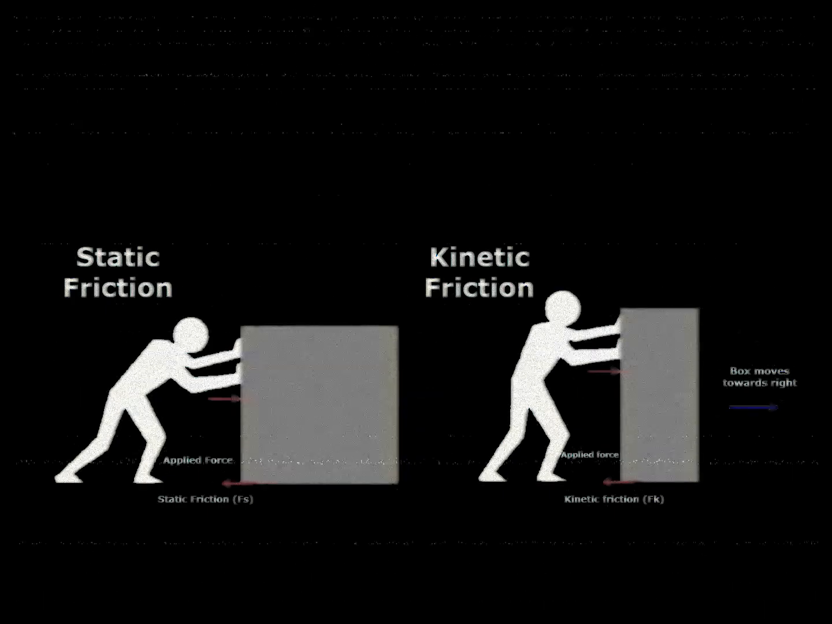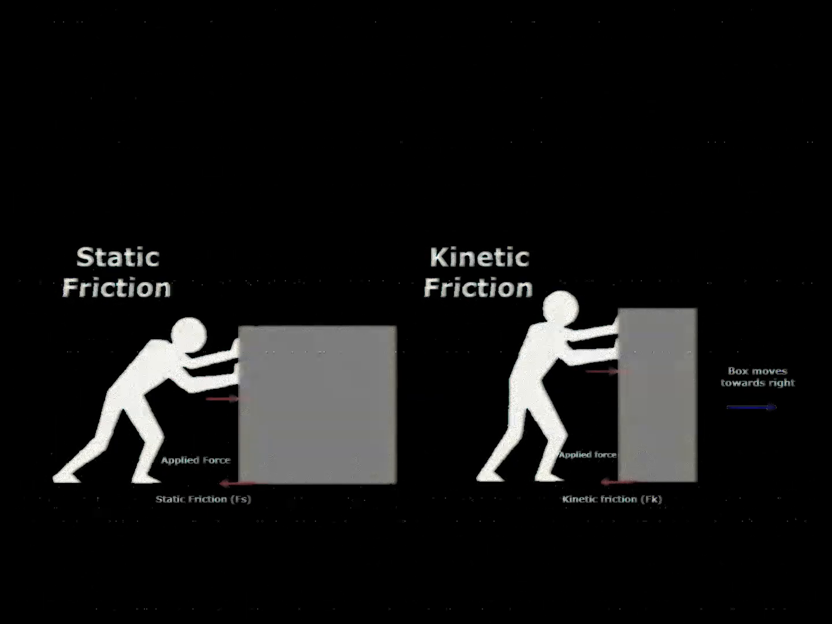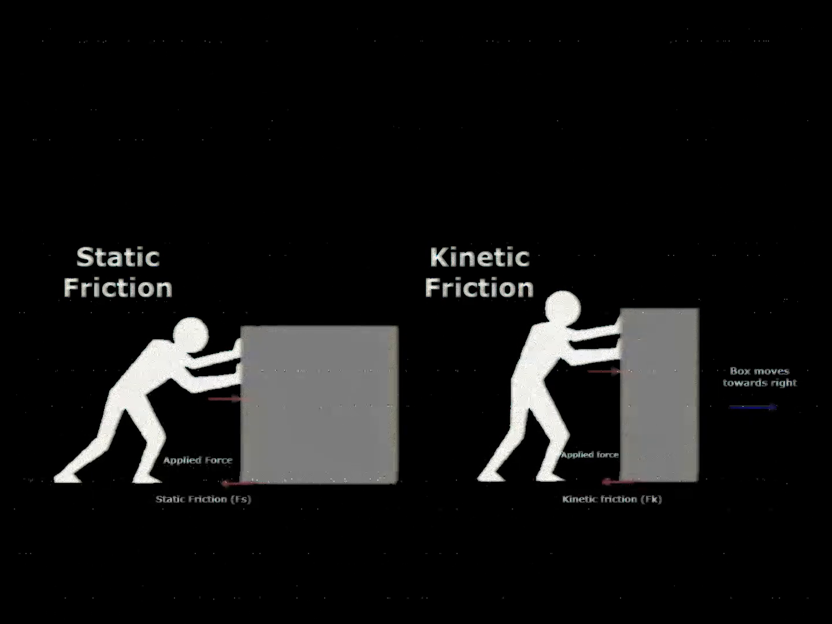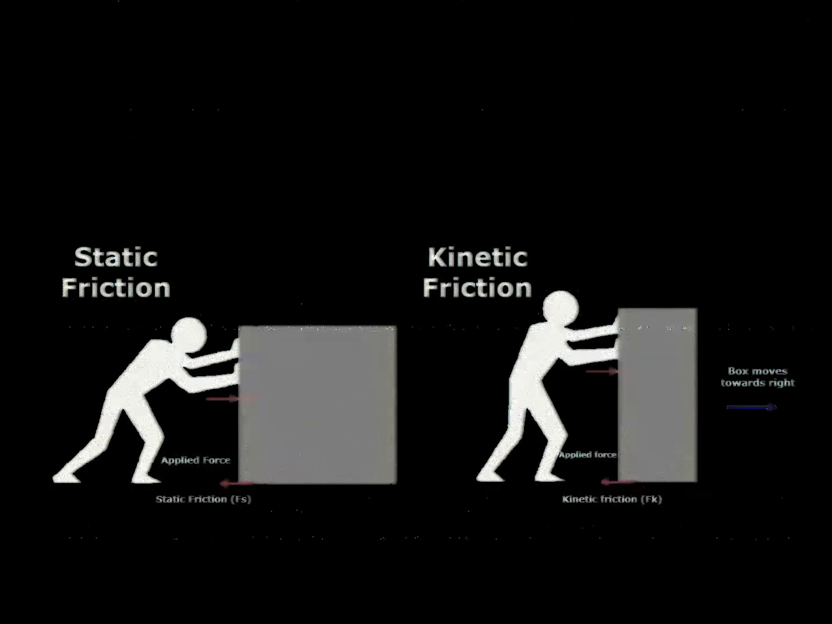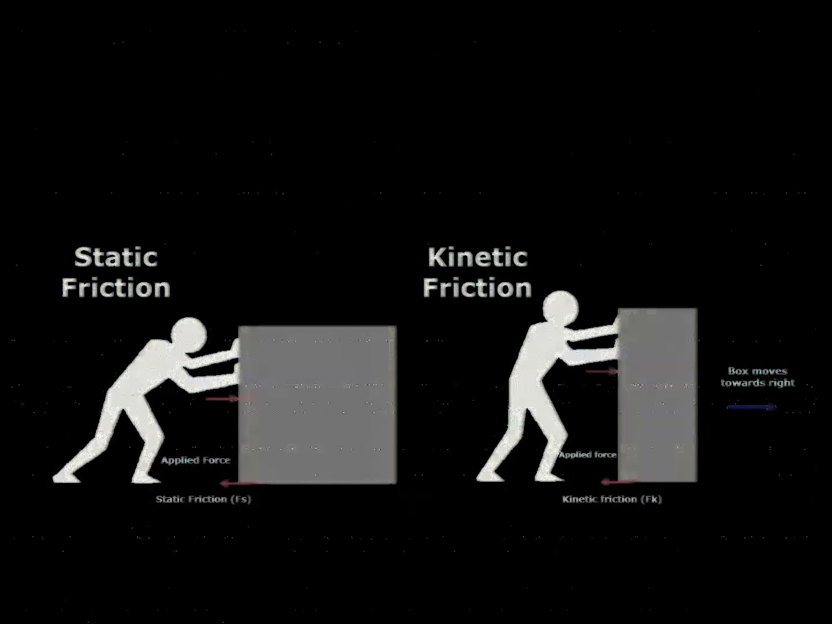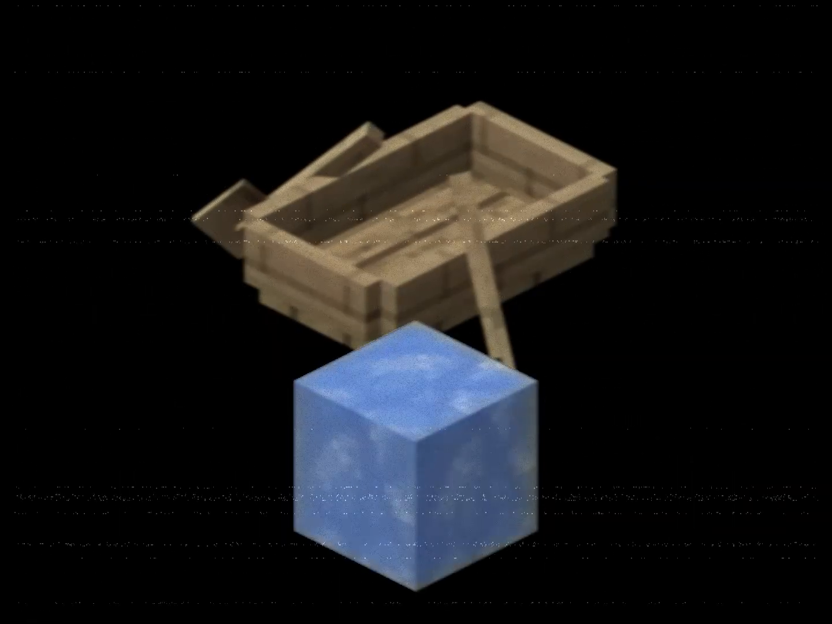There are two types of friction, static and kinetic. Static friction is the force that resists the start of the motion, while kinetic friction happens once the object is already moving. Today we'll focus on calculating kinetic friction, but the concepts are pretty similar for both types. For this experiment, we're going to be finding the friction force of a boat on top of blue ice.